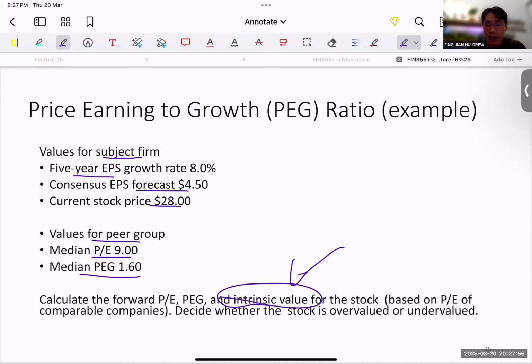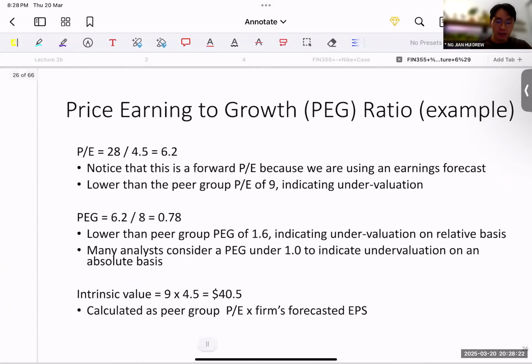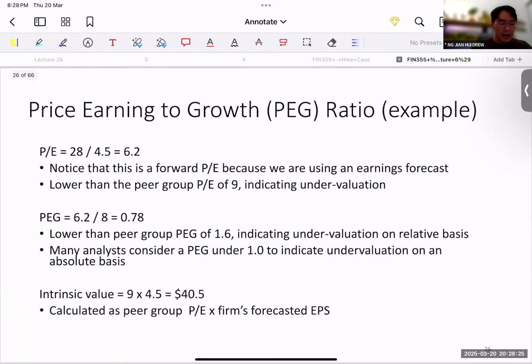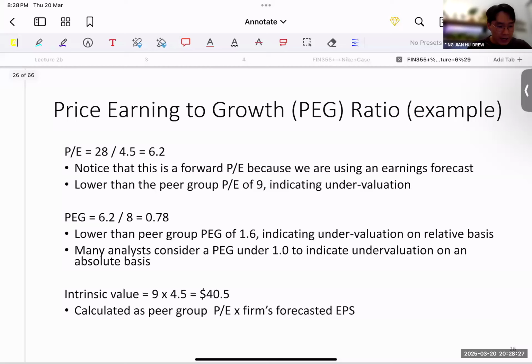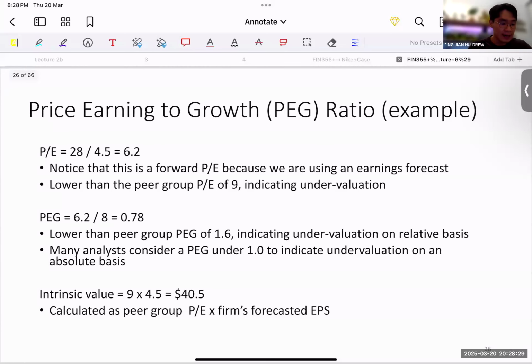So intrinsic value, what is this? Anyone recall? What's the intrinsic value? What is the thing that we're using? Yeah, discounted cash flow, which means the terminal value, i.e. your perpetuity, your dividend or something. Yeah, dividend growth model. Okay, so let's look at what's happening here.